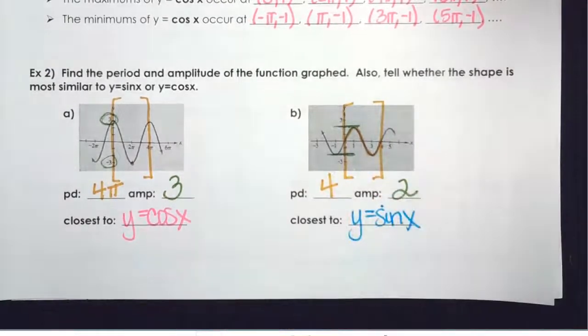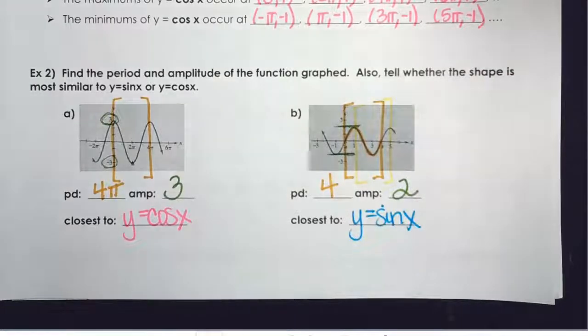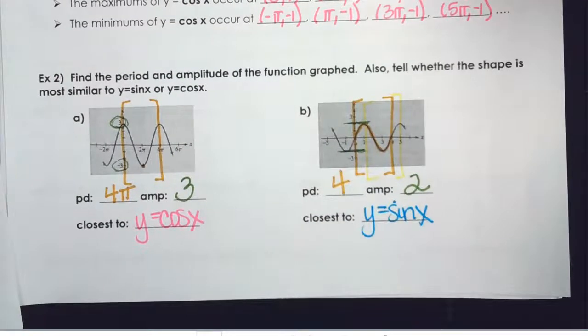Now, the interesting thing about trig functions is that isn't it possible that someone else could have gone from here to here? Okay, I did it in really light yellow. Still, the period would be 4 and the amplitude would be 2, but that's closest to y equals cosine of x because they're really just shifts of each other, okay?